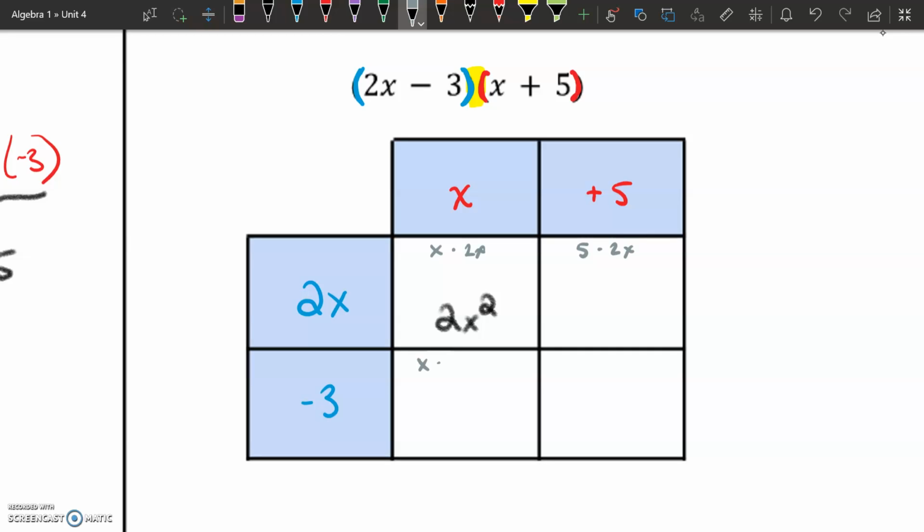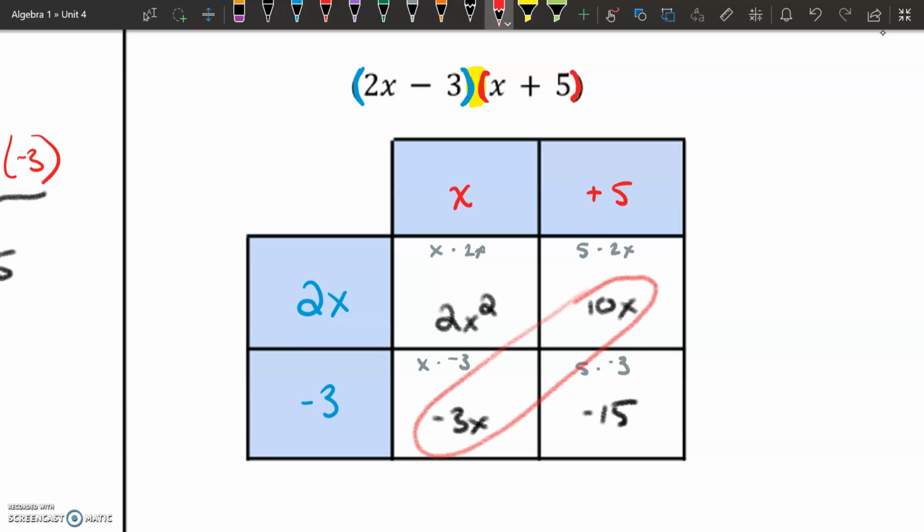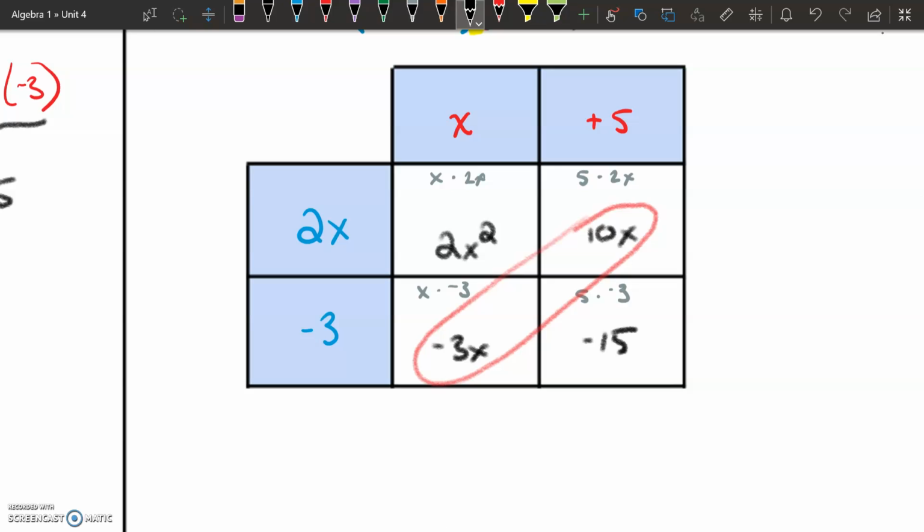This is an x times negative 3. And this is a 5 times negative 3. 2x squared, there's my 10x, there's my negative 3x, and there's my negative 15. Now you've got to make sure you pick out your like terms. Oftentimes, they're going to be on diagonals. That's not a full rule, but that's oftentimes going to be the case.